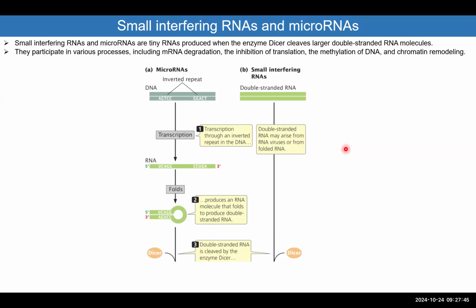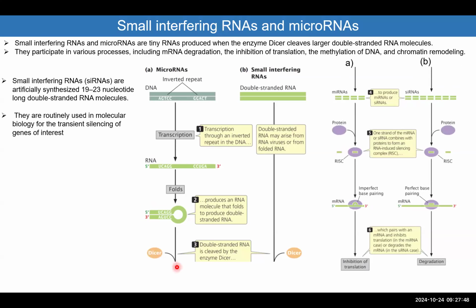Let me go to the next part of the story. So we continue here. When the dicer works, it will cleave the RNA into smaller double-stranded pieces. Those pieces or nucleotides are between 19 to 23 nucleotides in general, and they are double-stranded RNA molecules. They will be bound by another protein called RISC, which is RNA-induced silencing complex.